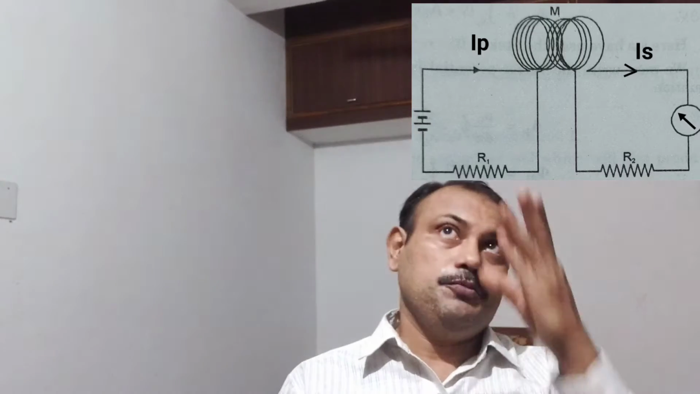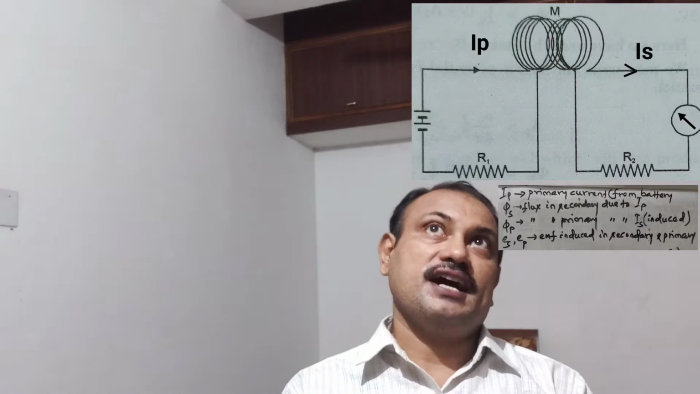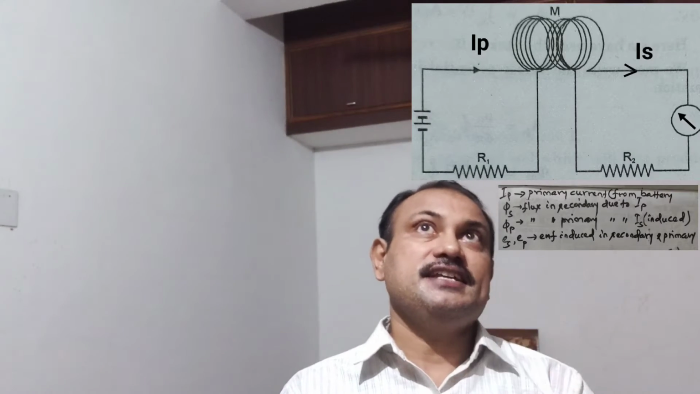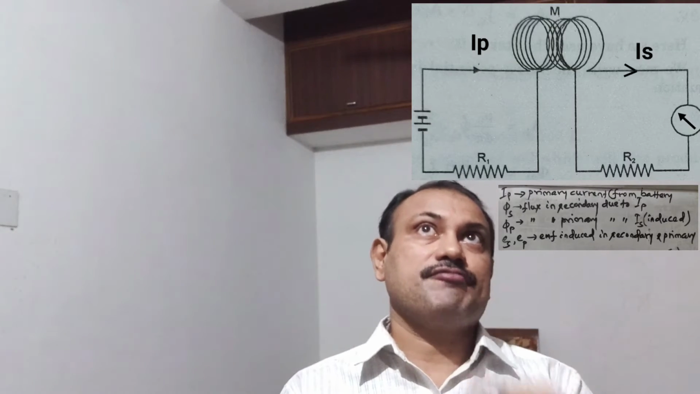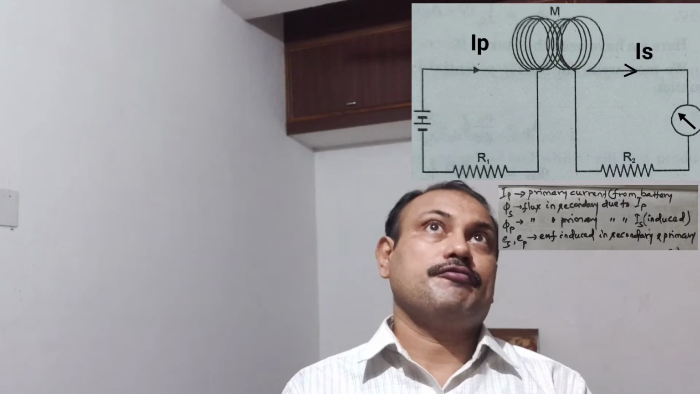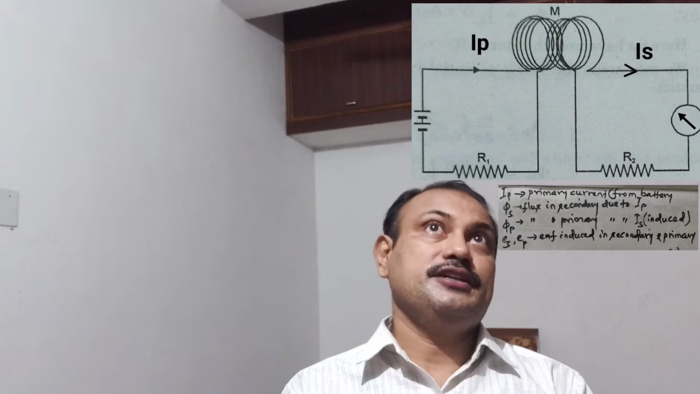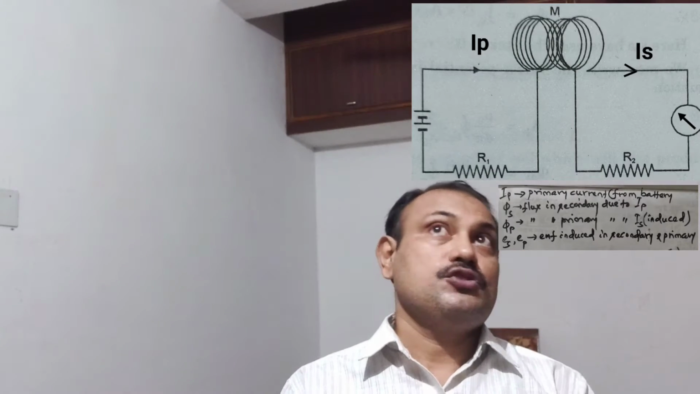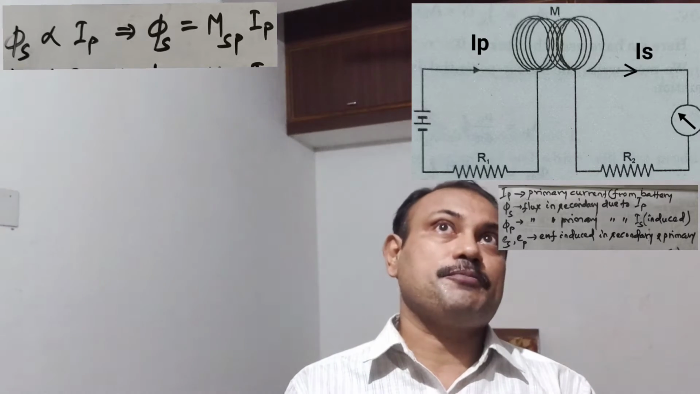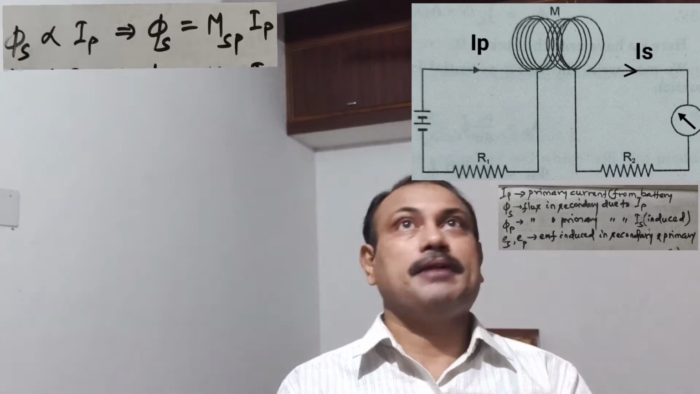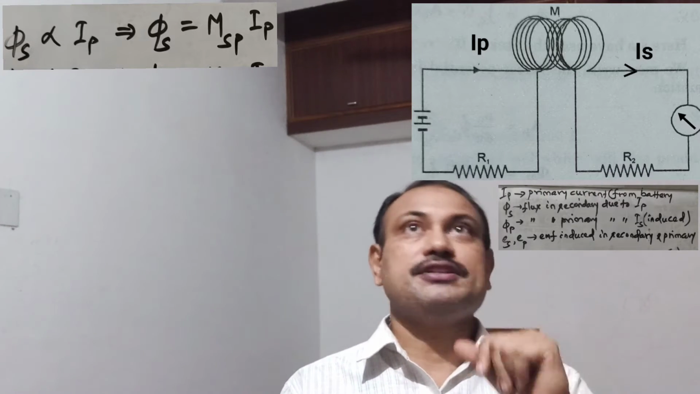If you pick the primary and secondary currents as IP and IS respectively, ES and EP are the induced EMF in secondary and primary. Phi S is the flux in the secondary coil due to flow of current in primary. Phi P is the flux in the primary due to flow of current in secondary. The magnetic flux associated with the secondary is obviously directly proportional to the current in primary. More the current in primary, more is the magnetic flux associated with the secondary coil.